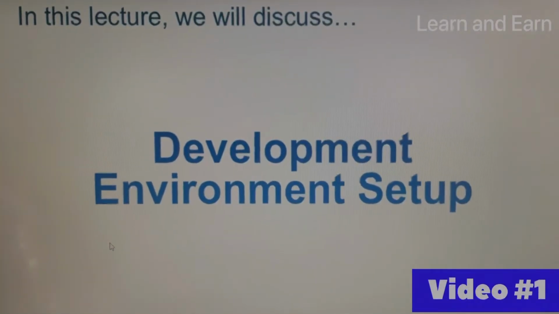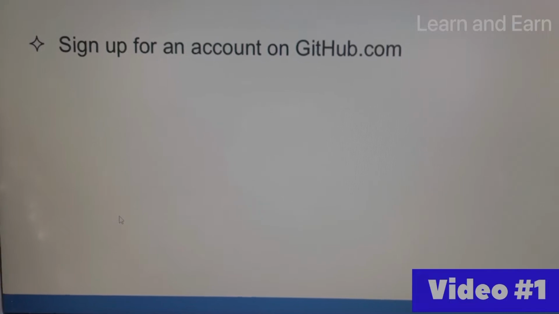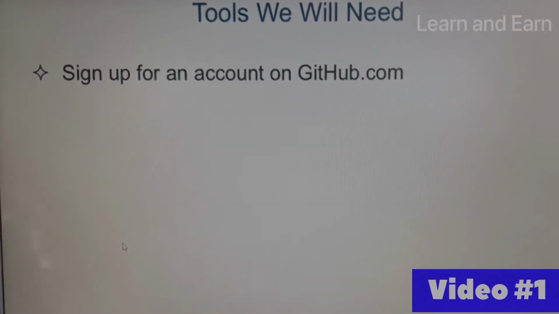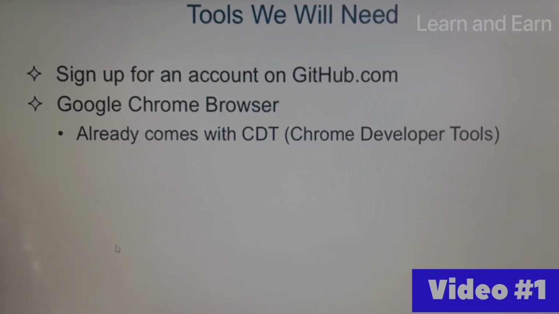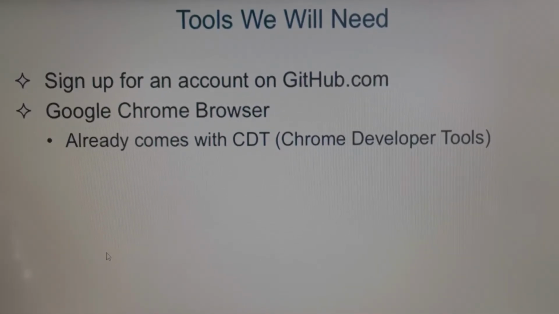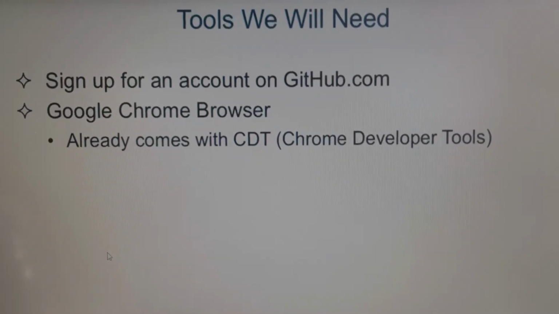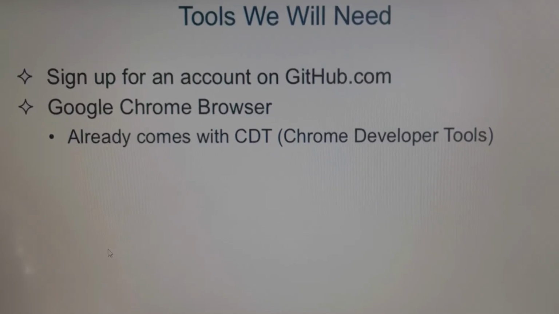In this lecture, we're going to go over how to set up your development environment. So what tools are you going to need for this course? Number one, you're going to need to sign up for an account on github.com. Number two, we're going to heavily rely on the Google Chrome browser, so you definitely want to download and install that. The Google Chrome browser already comes with what's called CDT, otherwise known as Chrome Developer Tools, and we're going to be using them pretty extensively as well.